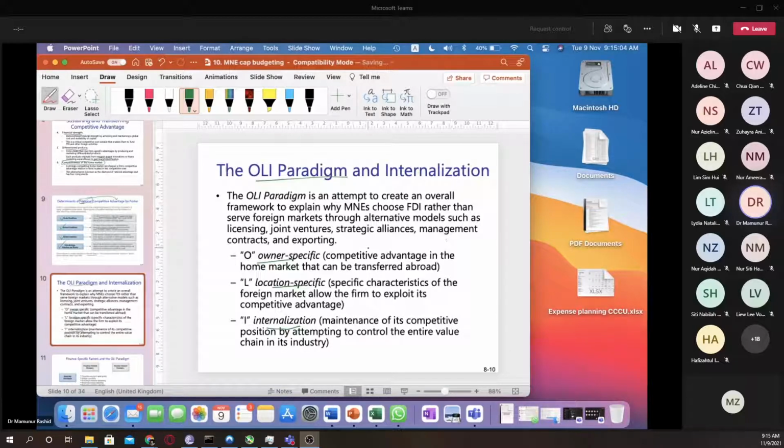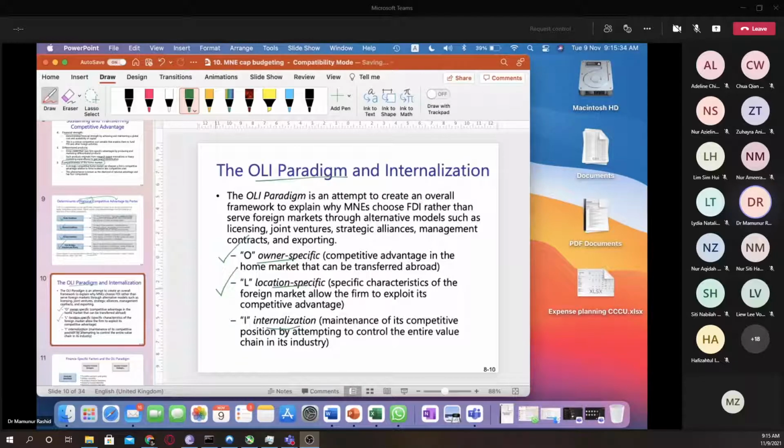This will also help you to understand and identify which market you are going to establish your business. So OLI, some competitive advantage would be owner specific, meaning that as an owner of the company, you will have some competitive advantage in the home market or foreign market. Next one is location specific. Some competitive advantage would be location specific.